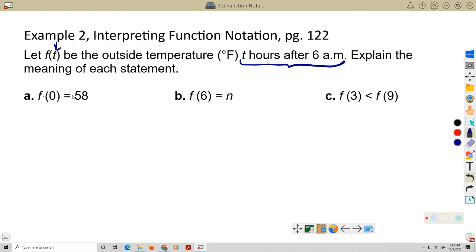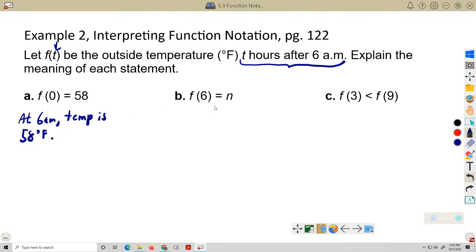So f of 0 equals 58. Well, this is 0 hours after 6 a.m., so this basically says that at 6 a.m., the temp, I'm going to abbreviate, temp is 58 degrees Fahrenheit. Right? That's what this says.